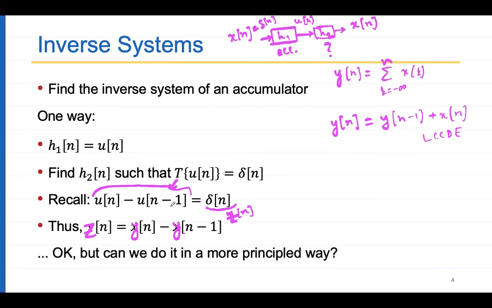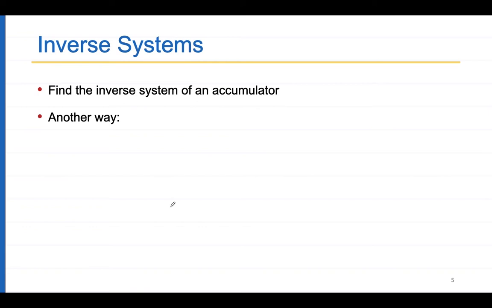But can we do it in a more principled way? Okay, let's look into that, to find the inverse of an accumulator another way. Let's start from the linear constant coefficient difference equation representation. In this representation, I know my y of n from the accumulator is equal to x of n plus y of n minus 1. This is already what I have seen, and I know that my h1 of n is equal to u of n. This is already known to me.